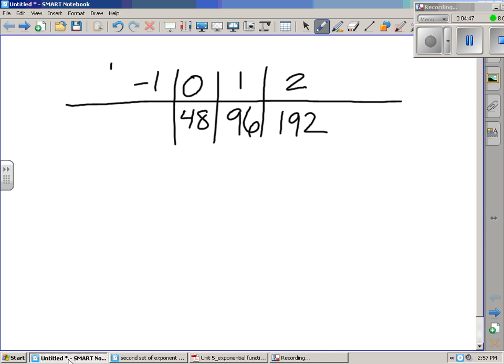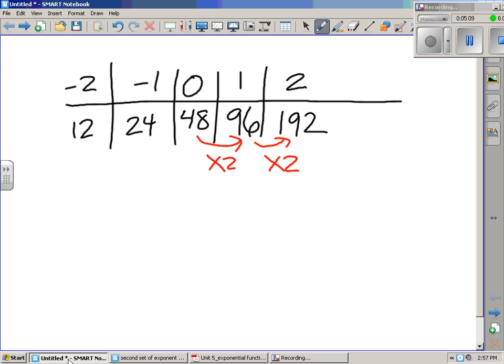You also know that previous to you coming in, the day before, the insect count was at 24. The day before that, it was at 12. And the idea here is that when you're moving forwards, you're multiplying by 2.